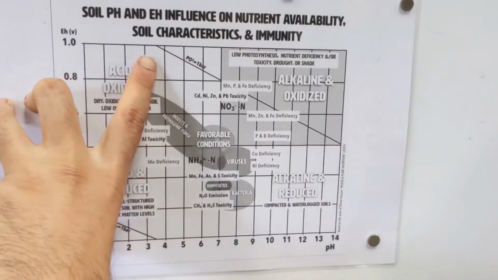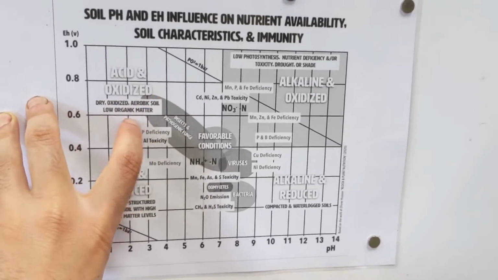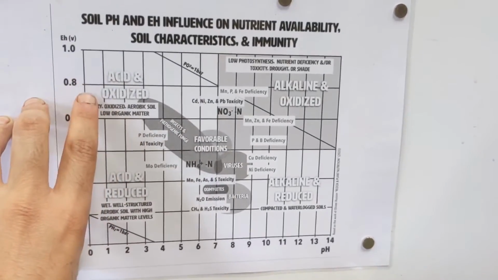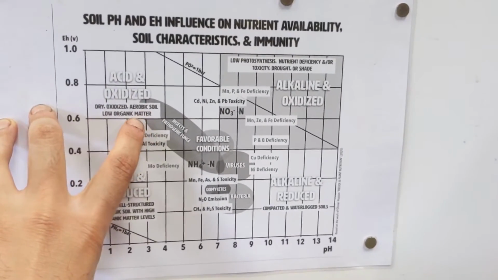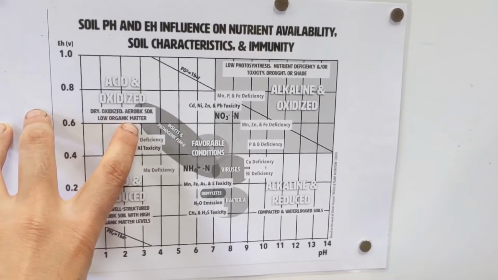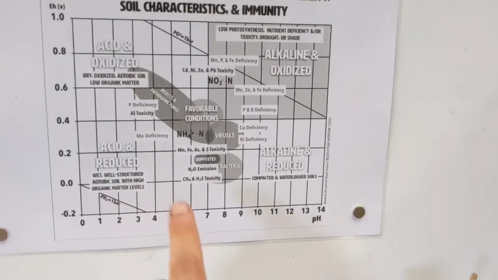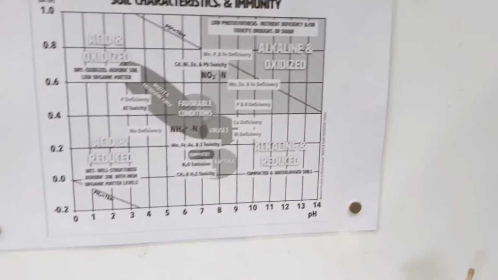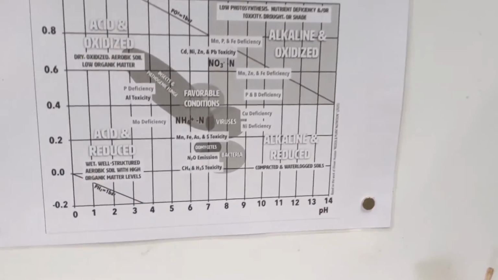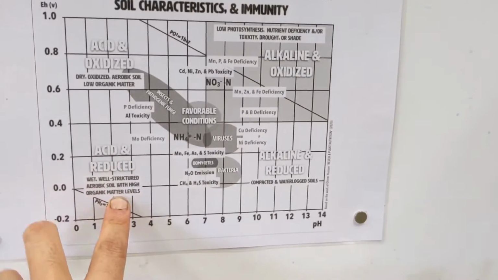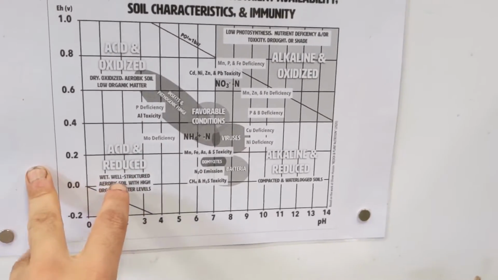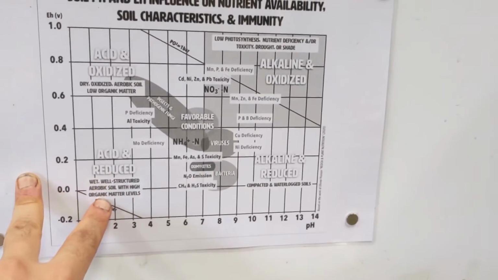And then you've got acid and oxidized. That's typical of very arid areas where the soil is acidified a lot, and also there is very low organic matter, and so excess of oxygen and acid conditions. And then you've got acid and reduced, which is more subtropical, tropical soils, which can have a lot of organic matter in some cases. It depends actually, and well-structured aerobic conditions.